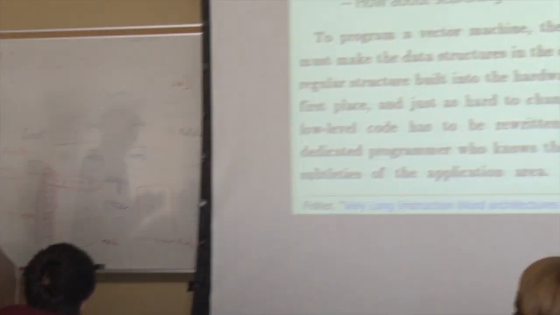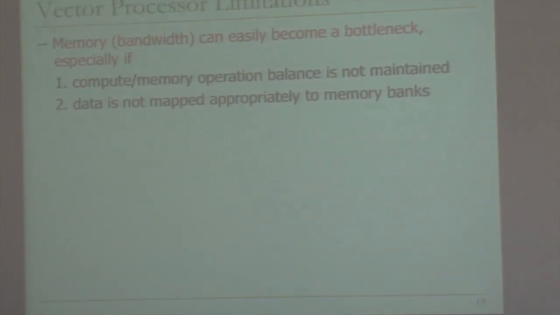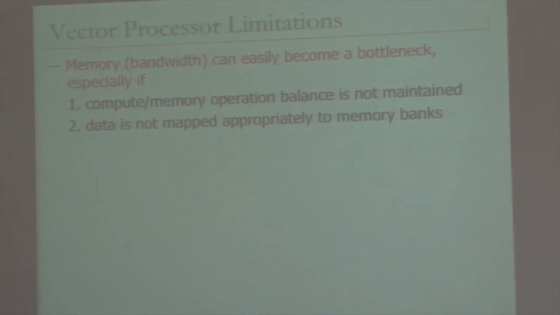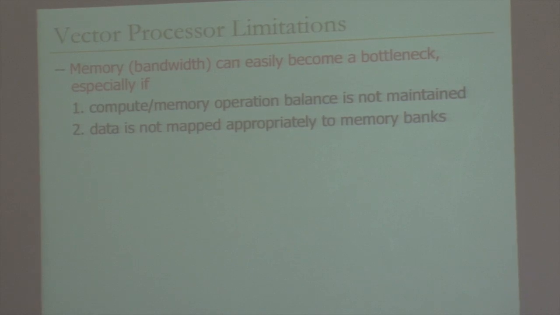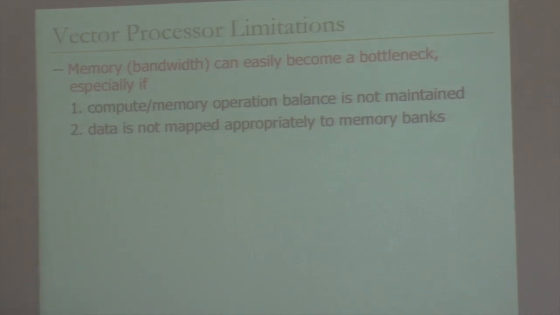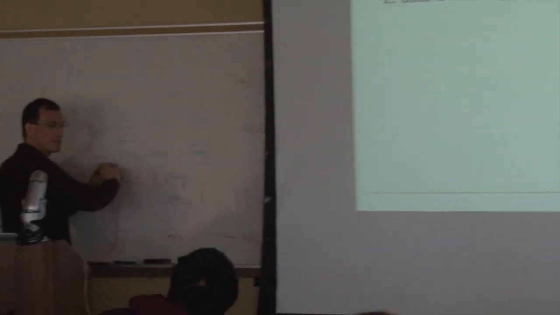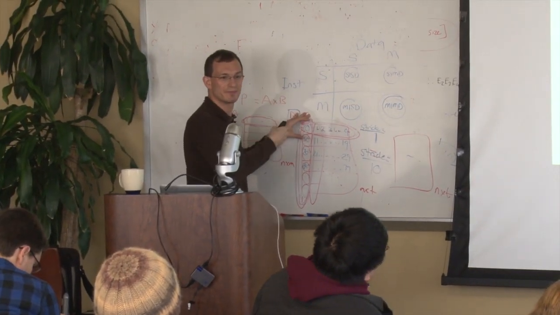Another limitation, not necessarily a disadvantage, is that because there's so much parallelism specified by large vectors, memory, especially bandwidth, can easily become a bottleneck. This is especially true if the compute-to-memory operation balance is not maintained, if you're doing lots of loads and very little computation on those loads. And especially if data is not mapped appropriately to memory banks. This is exactly what I told you earlier. If these different elements are not mapped to different banks, now you're waiting for memory most of the time.